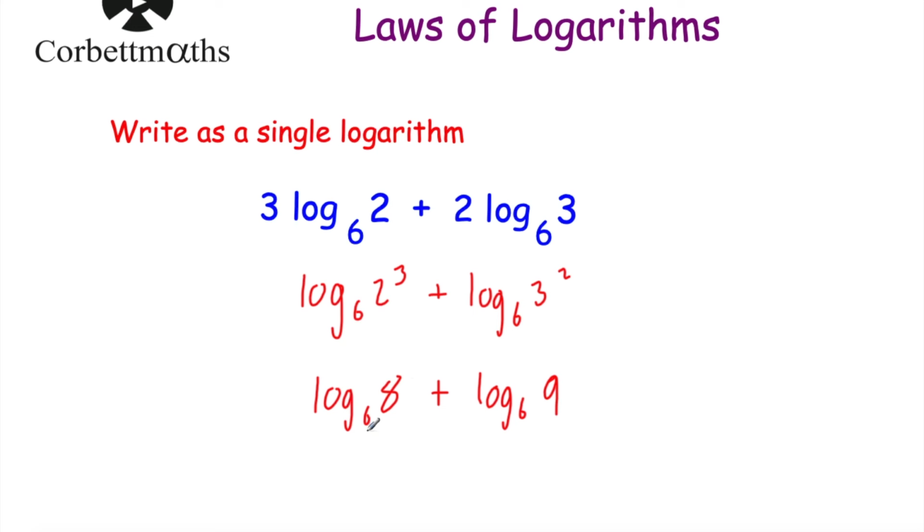So we've got log to base 6 of 8 plus log to base 6 of 9. But remember, if you've got log a plus log b, that's log ab. You can just times the 8 and the 9 together. So it's going to be log to base 6 of, and then 8 times 9 is 72. So the answer is log to base 6 of 72.